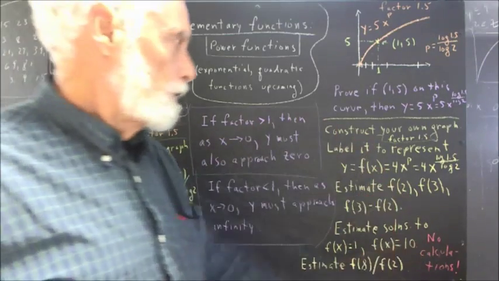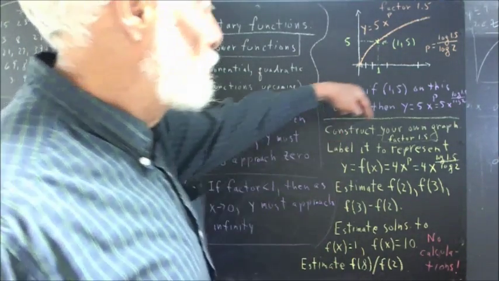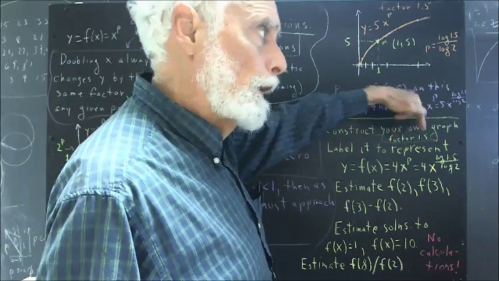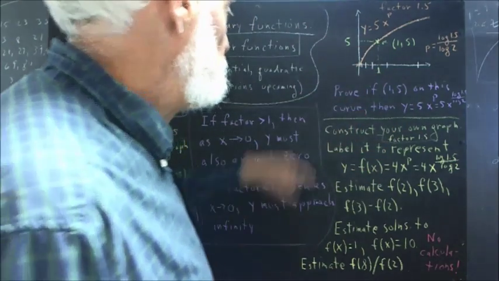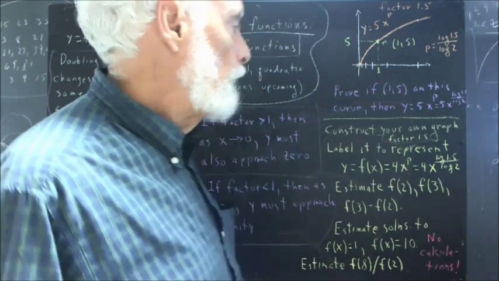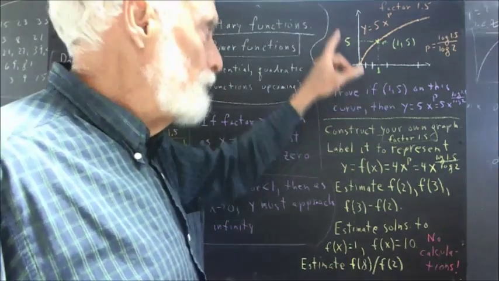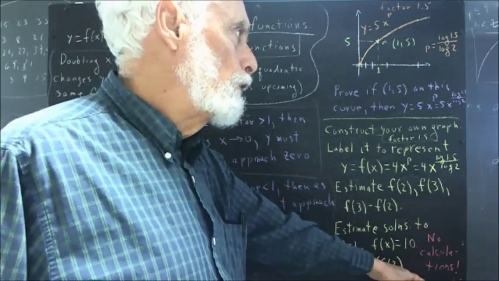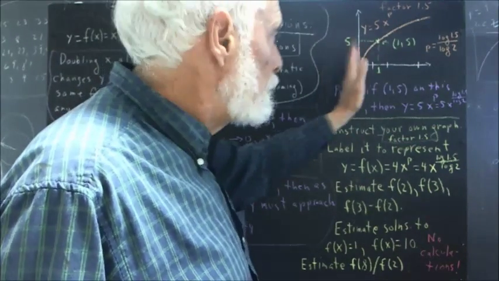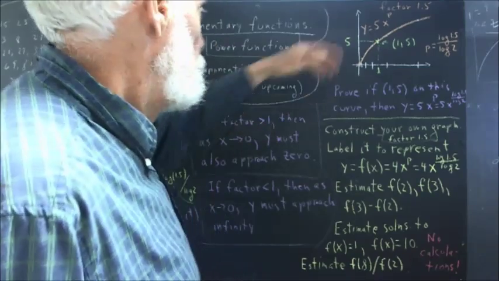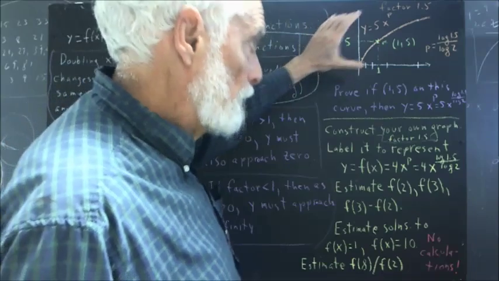Now we want to ask you to do some problems. First of all, we want you to construct your own graph for the factor 1.5. That's kind of implicit. That's the graph we've been using. So we want you to construct your own graph for factor 1.5. And for this and for everything else, there are no calculations involved. You construct the graph, you construct your doublings, and you construct your 1.5 factors as best you can.